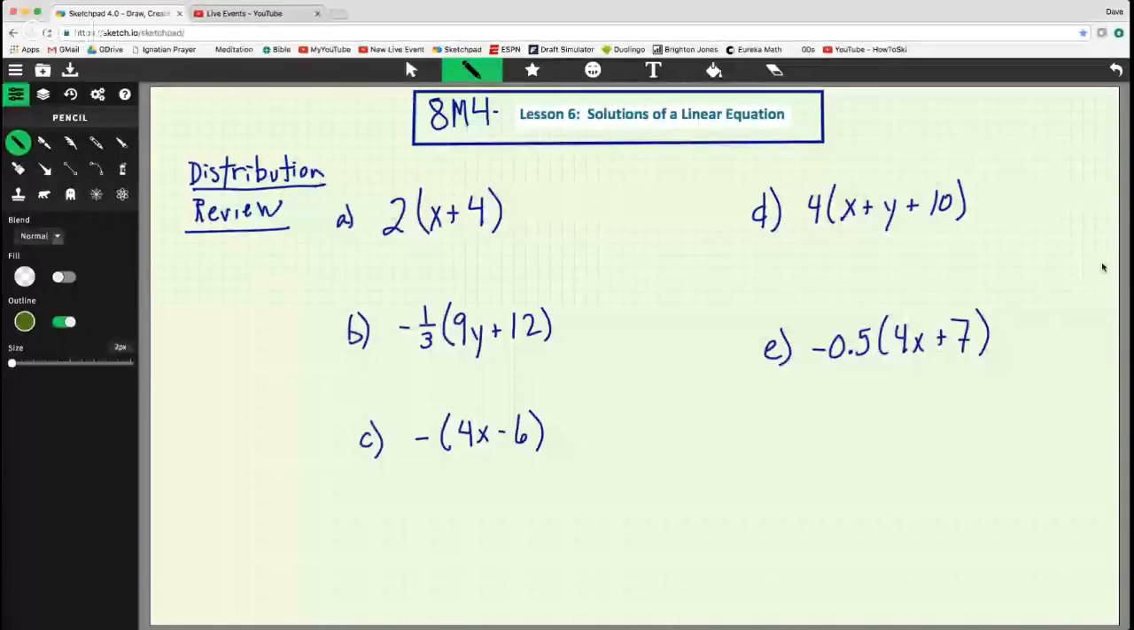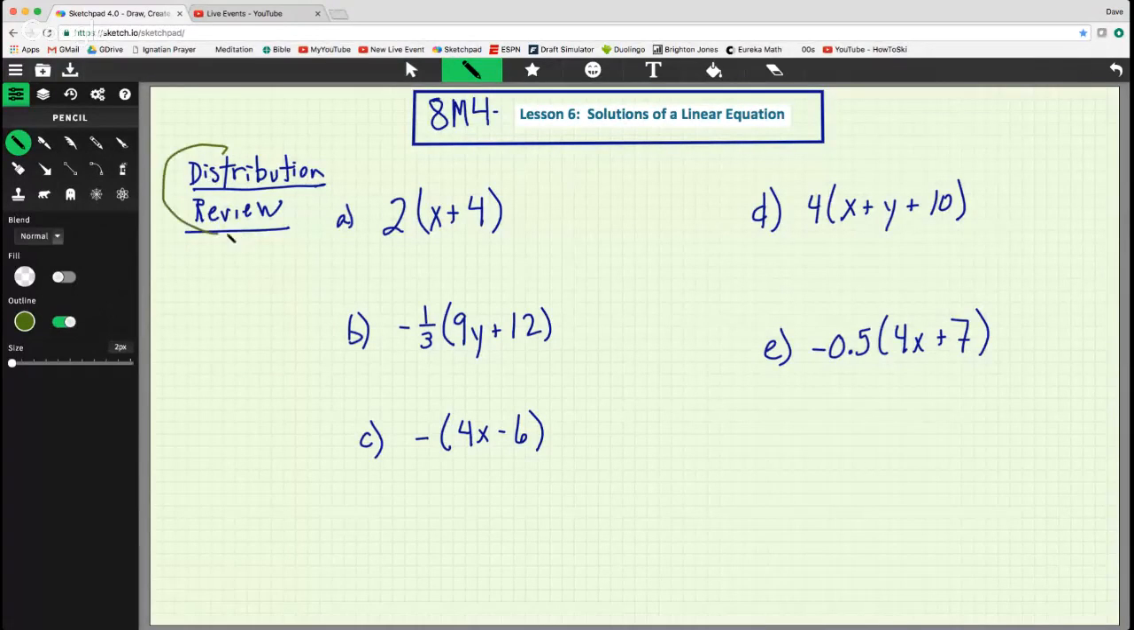Let's go and let's get set up here with our sketch pad. Taking a little bit longer than normal, but here it is. Okay, so let's review. Right now, this is just review time. And we're going to remind ourselves how it is that we do distribution. These are 5 expressions here, and we're going to simplify each one of these through distribution.